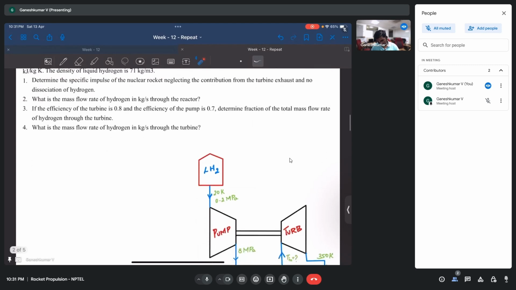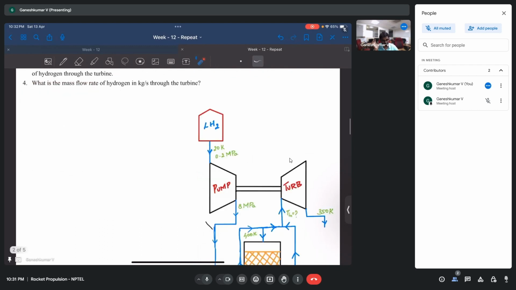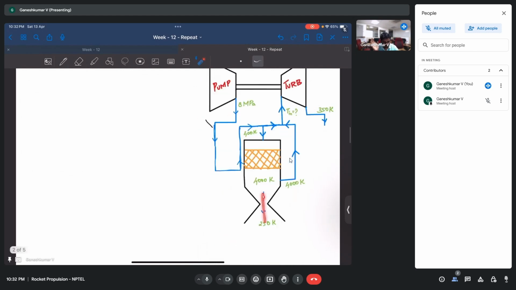Okay, so given this is the problem statement, what are the questions they are raising? Determine the specific impulse of this nuclear rocket, neglecting the contribution from turbine exhaust and no dissociation of hydrogen. So we were asked to find the specific impulse, but with certain assumptions. Let's not take the outlet of the turbine into contribution of specific impulse. So that is also something we are going to ignore. And whatever is coming out, you can see that it's going to be at 4000 Kelvin. It's fairly hot hydrogen gas.